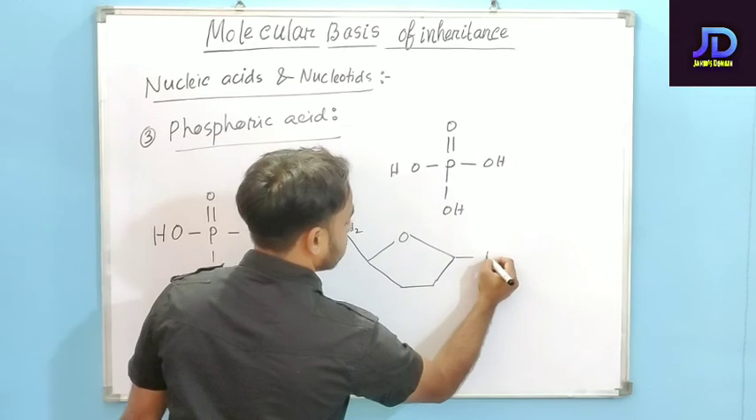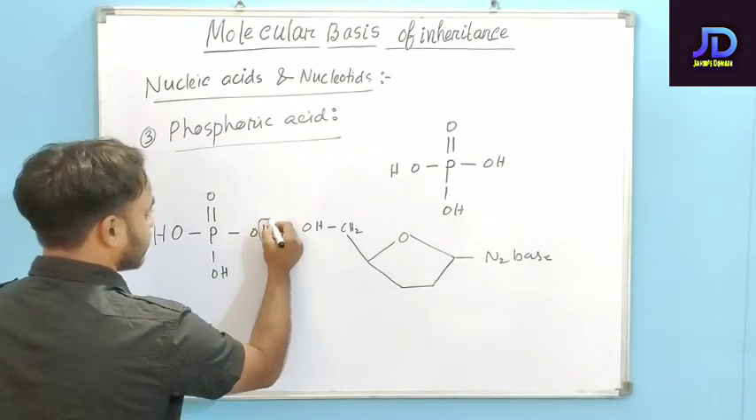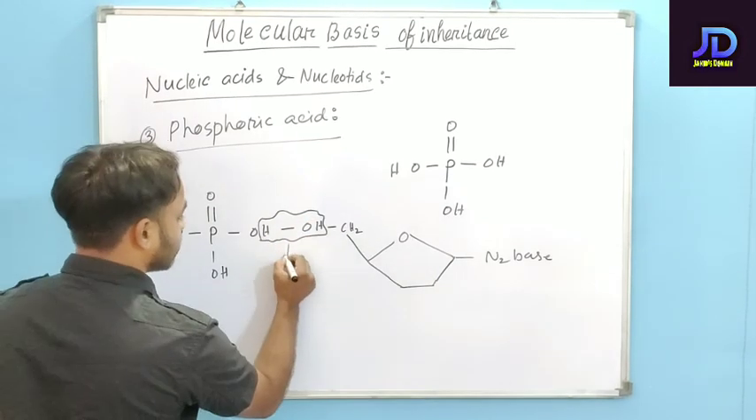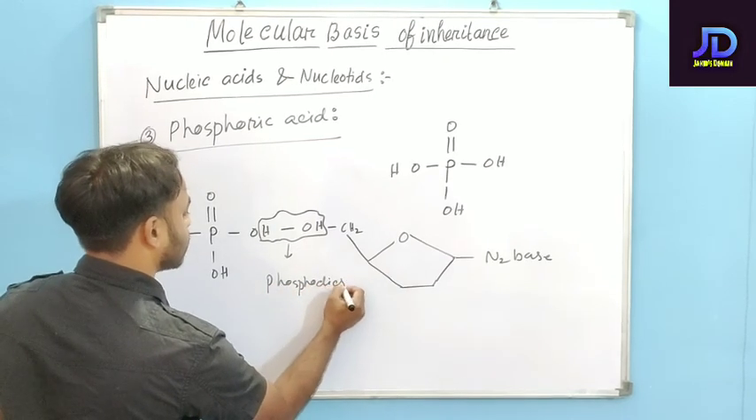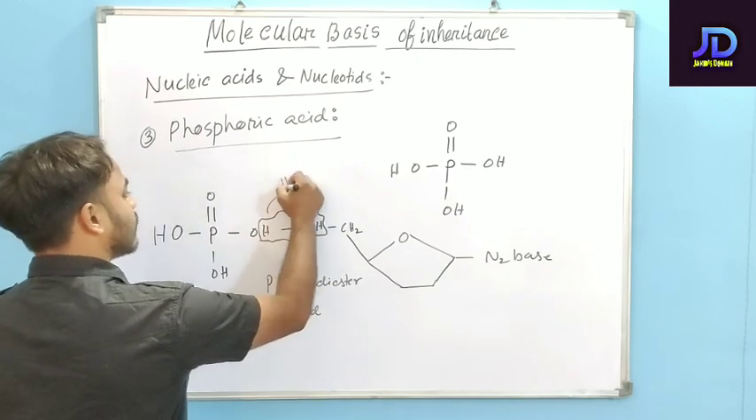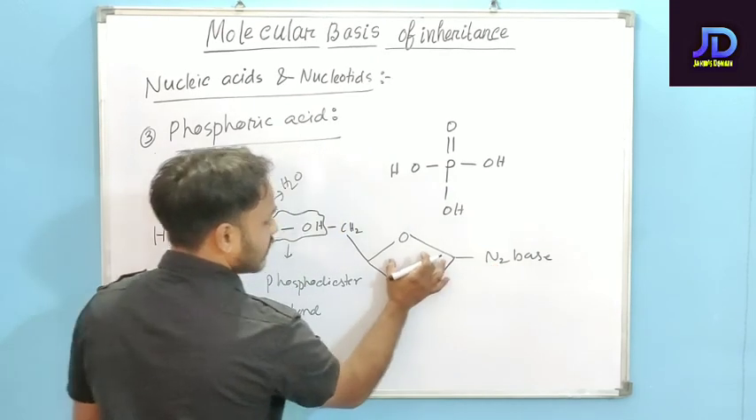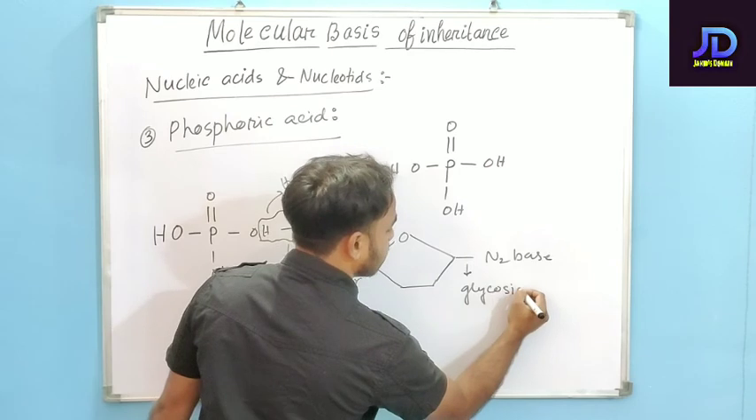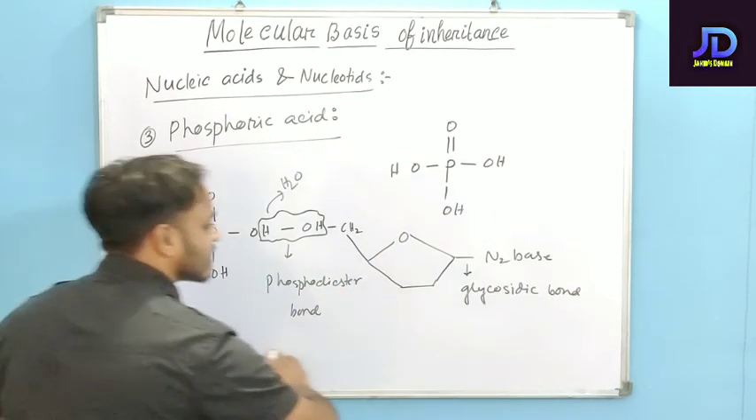Here will be the nitrogen base. See what will happen here: it will form a phosphodiester bond. This is called the phosphodiester bond. Here water will be eliminated, and this is the nitrogenous base. The bond between the nitrogenous base and the pentose sugar is called the glycosidic bond. And this is the complete structure of a nucleotide.